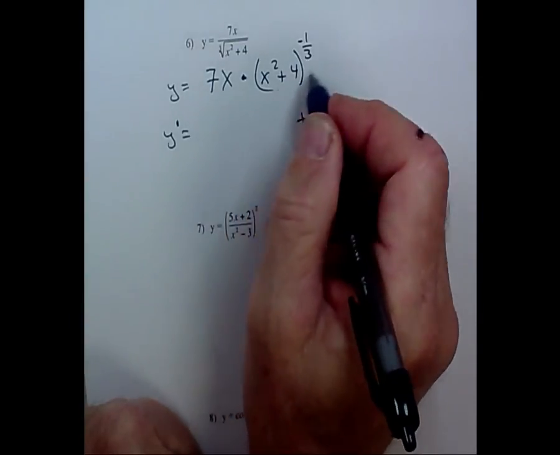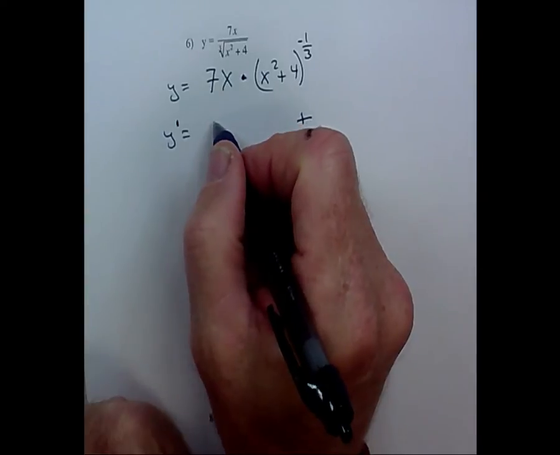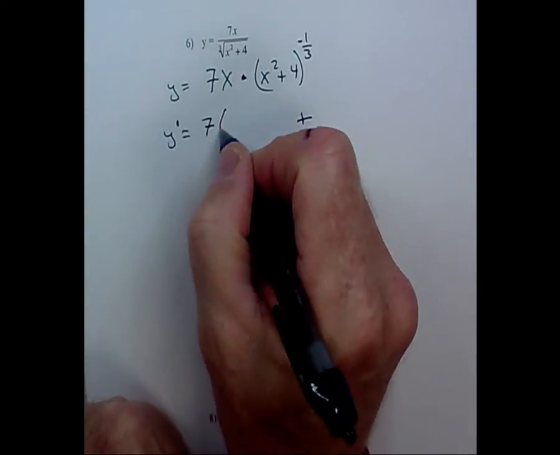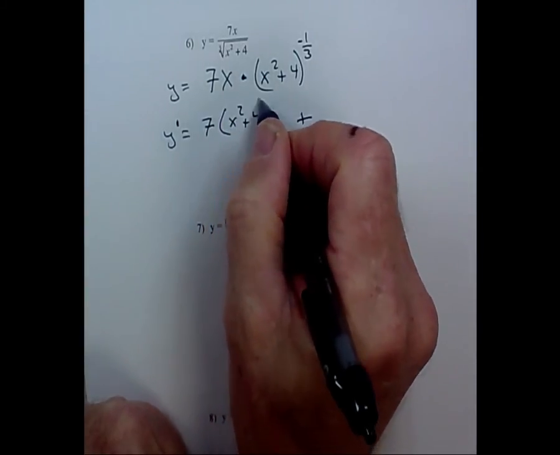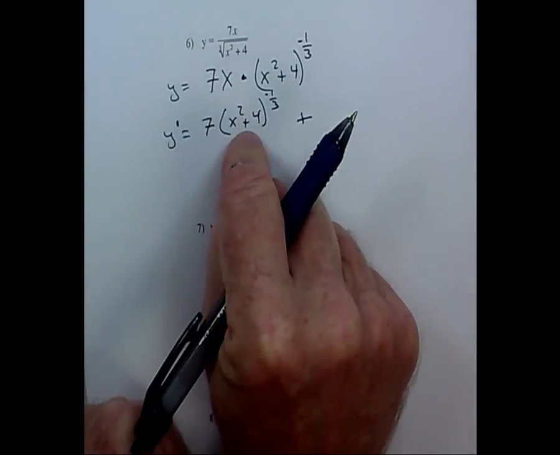But just realize you're going to have to end up taking the derivative over here anyway. So the derivative of 7x is what? 7. So you got 7 times x squared plus 4 to the negative 1/3. Right? You're just taking the derivative of that. You don't even care about this.